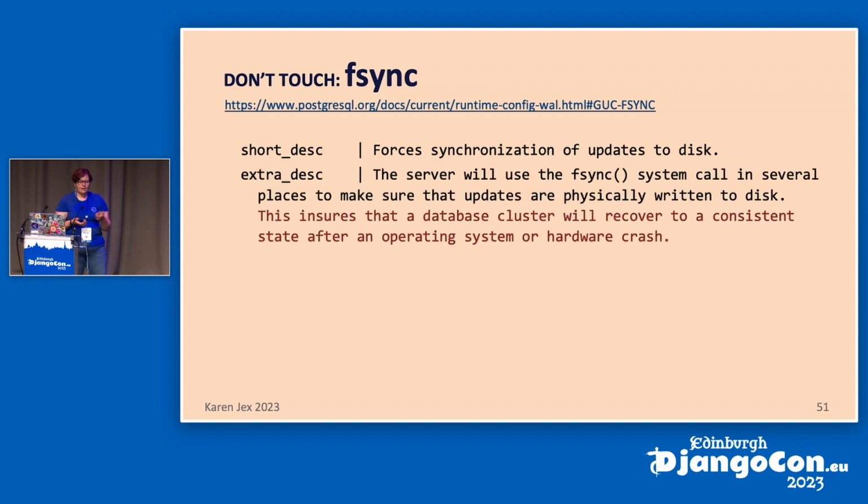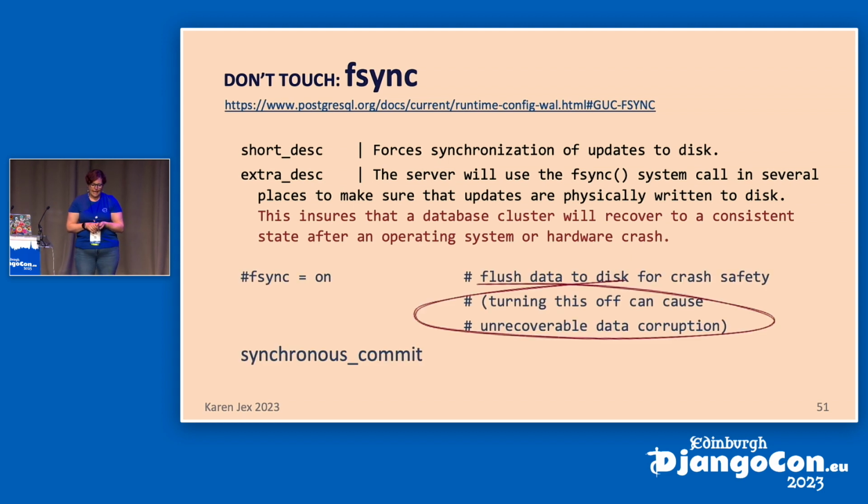You know, the only benefit, after all, is to make sure that your cluster can recover to a consistent state after an operating system or hardware crash. This actually used to be fairly standard performance tuning advice, to switch fsync off, so much so that they had to put this particular message into the docs and the postgresql.conf. Turning this off can cause unrecoverable data corruption. You are likely to get a database that will not start, that is corrupt, that you cannot use.